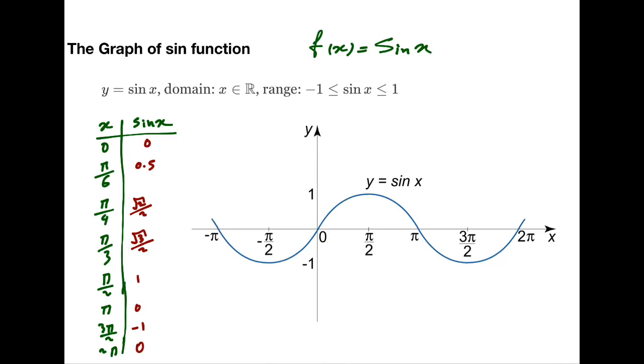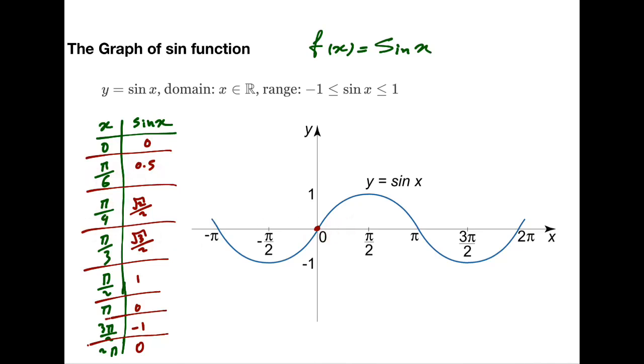Okay, so now let's find these pairs of points, and then connect them with a smooth curve. So 0, 0 will be here. Pi over 6, 0.5. In this shape, I just put these angles at pi over 2, pi, 3 pi over 2, 2 pi, and those will be enough for us to find the approximate shape of the graph of the sine function. But if you want, you can fill out these ones in the middle, right?